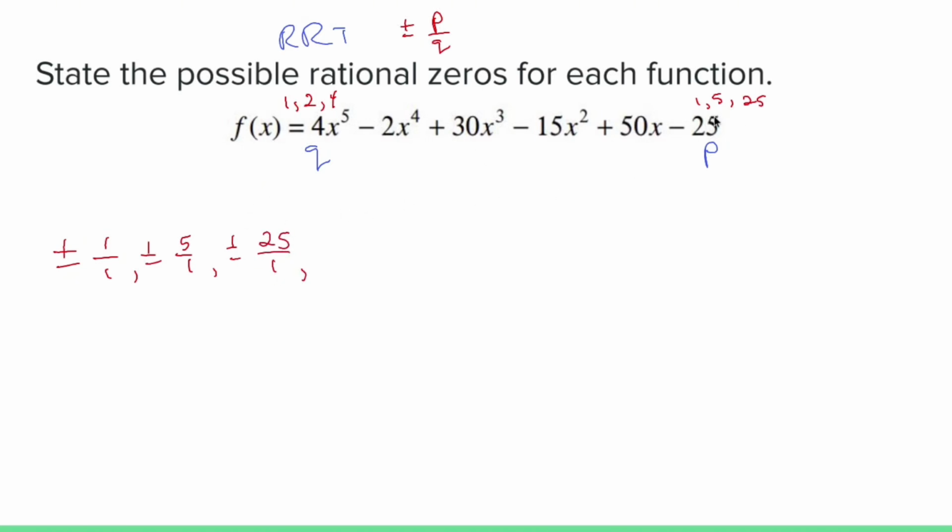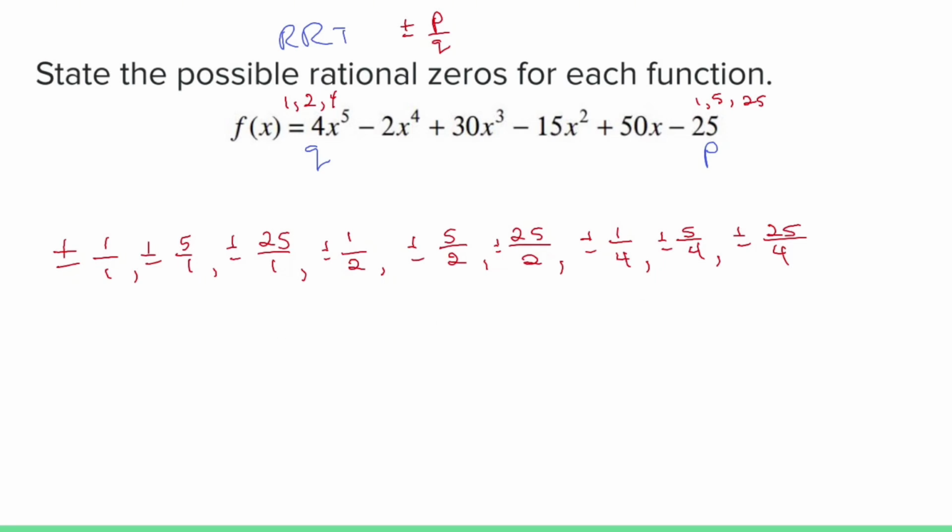Now let's do the 2's. Positive or minus 1 over 2, positive or minus 5 over 2, positive or minus 25 over 2. Last but not least, we've got over 4, so positive or minus 1 over 4, positive or minus 5 over 4, and positive or negative 25 over 4.